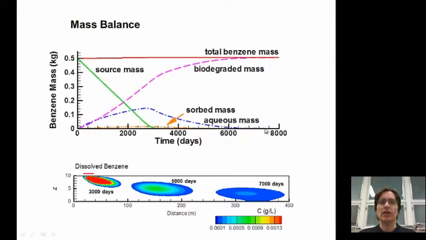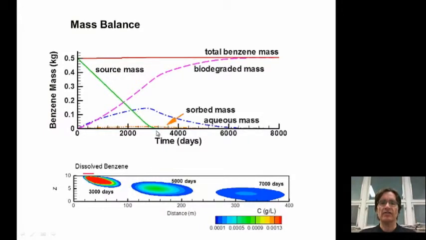And this can be a test of the model and can also help us understand where our mass is going and what processes are consuming the mass more than others. So here, for instance, is the benzene mass plotted as a function of time. And here, just superimposed, we have 3 plumes of benzene, 3 times for the benzene plume. So the source mass, for instance, decreases rapidly just as benzene and is completely dissolved by about 3,000 days.